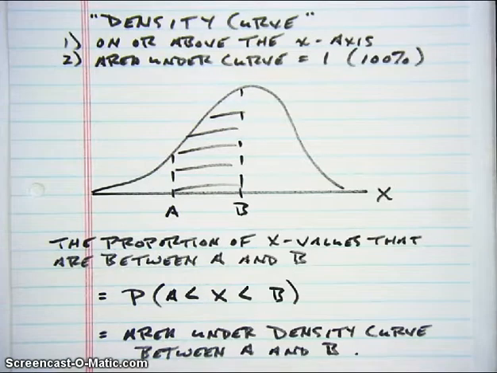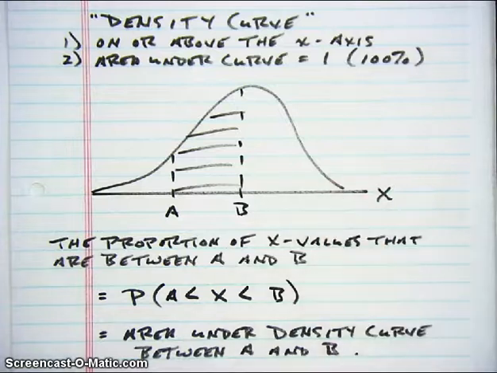But for now we're just going to introduce the basic concept of a density curve and how it can be used to answer questions. A density curve has these two characteristics. It lies on or above the x-axis, and secondly, the area under the curve is equal to 1, or 100%.